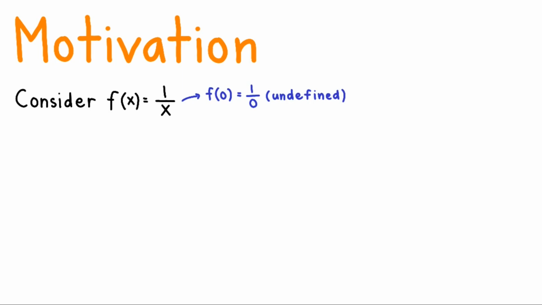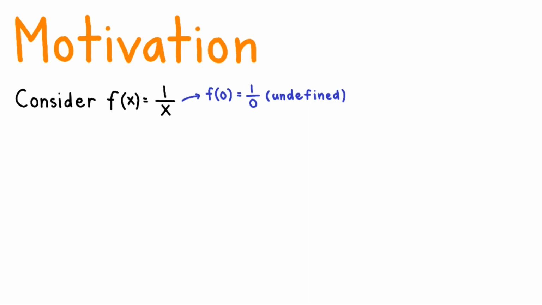Hello there. In this video, we'll be learning about infinite limits. To start, as a motivation, we consider the function 1 over x. Observe that at x equals 0, this function is undefined. So clearly, if we take its limit, the limit does not exist. But what if we still want to know the behavior of the graph at this point?